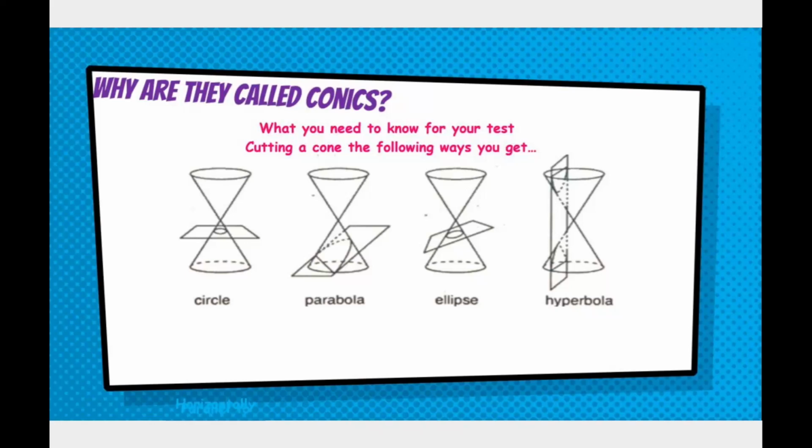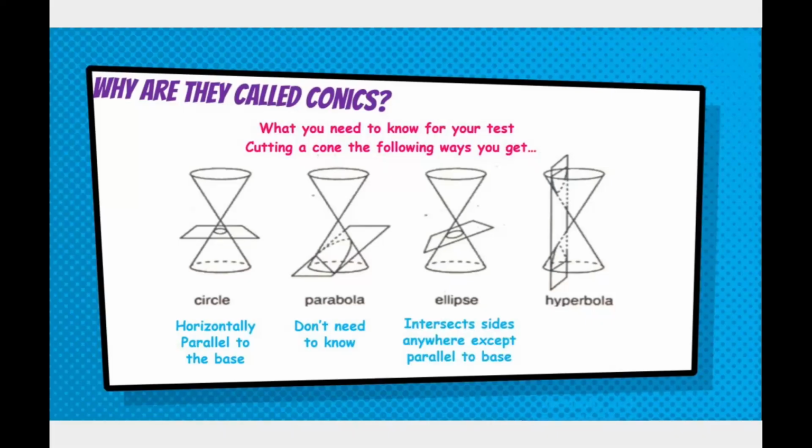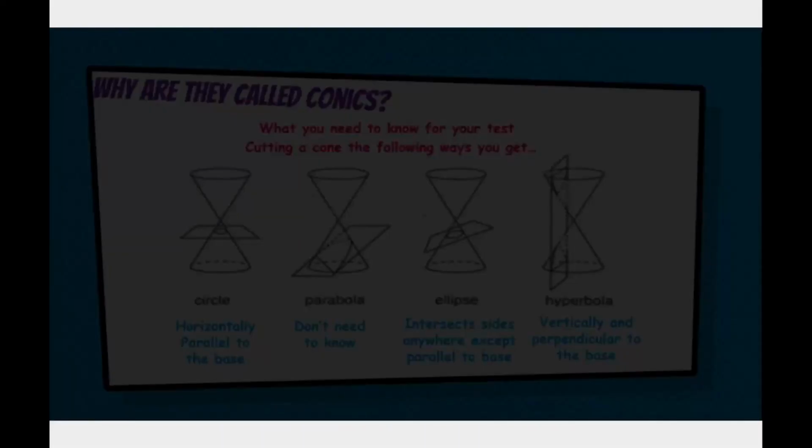How you come up with a circle is you look at a cone, and if a plane were to go through that cone horizontally, parallel to the base, that would create a circle. You don't need to worry about parabolas. An ellipse is formed on a cone when you intersect the sides anywhere except parallel to the base, and it doesn't go all the way down to the base.